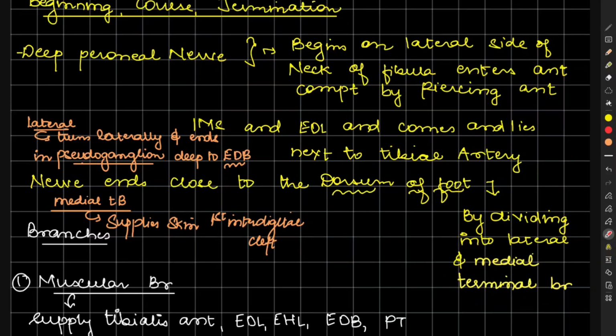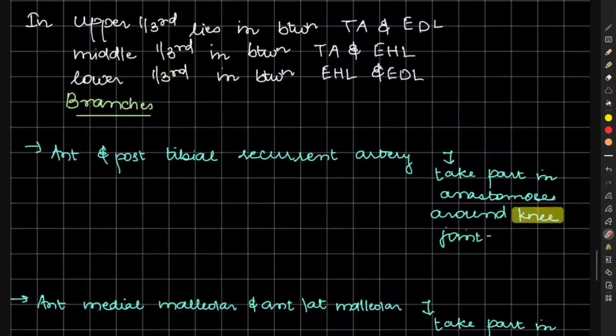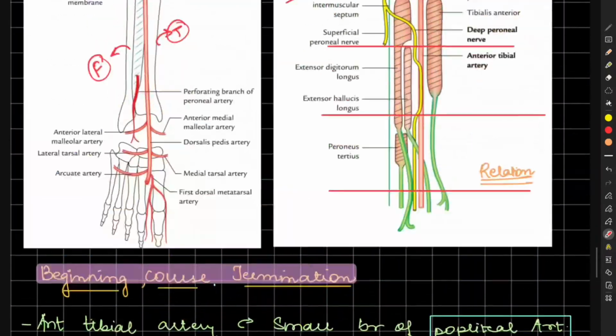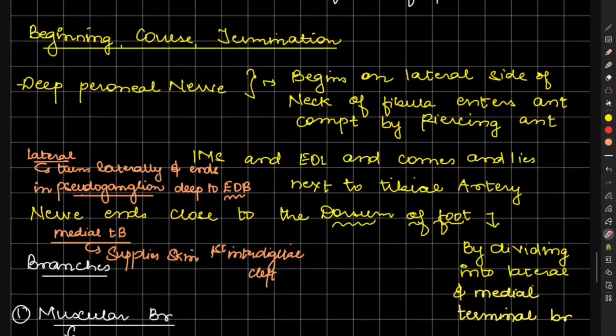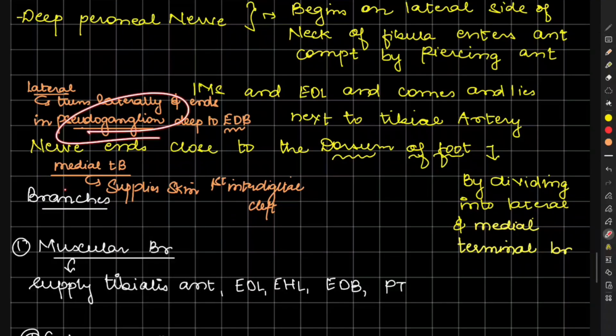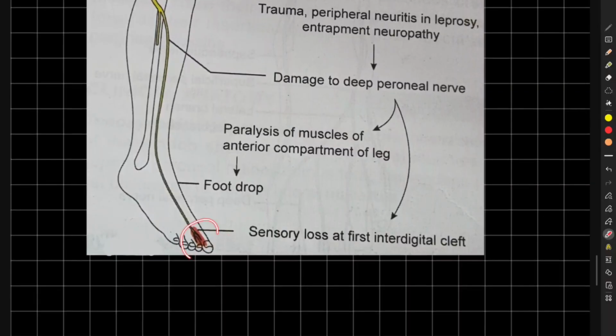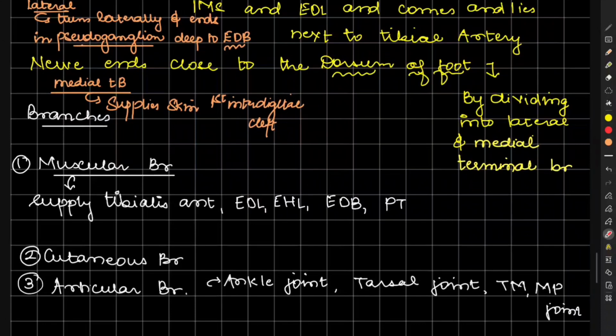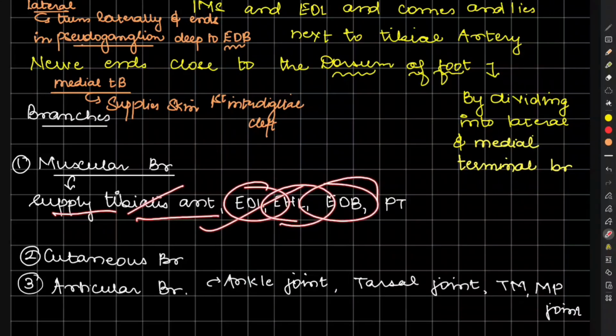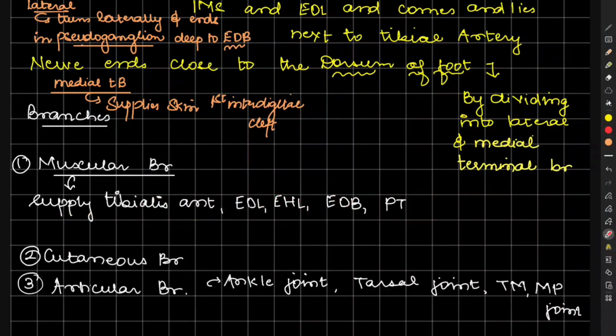Okay, talking about the lateral terminal branch, it turns laterally and ends in the pseudoganglion deep to the extensor digitorum brevis. If we talk about the lateral branch, it is not in this diagram. The lateral branch ends in the extensor digitorum brevis in the pseudoganglion, whereas the medial terminal branch supplies the first interdigital cleft. Medial terminal branch, look here, this is our first interdigital cleft. So the medial branch supplies it. Muscular branches supply the tibialis anterior, extensor digitorum longus, extensor hallucis longus, extensor digitorum brevis, and the peroneus tertius. That is the muscles of our anterior compartment of leg.